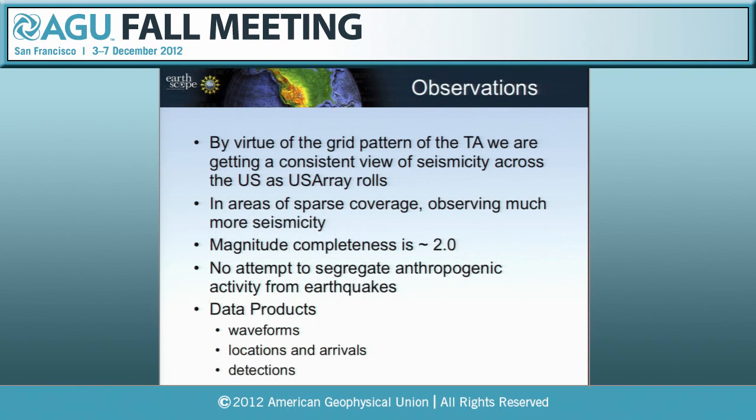Next. So from the observations, by virtue of the grid pattern of the TA, we're getting a consistent view of the seismicity across the U.S. as the USArray rolls. We basically have a consistent view of the same gain, same sensors, same spacing across the U.S. In areas where there's been previously sparse coverage, we have observed much more seismicity than was observed before. Our magnitude of completeness at this level is down to on the order of magnitude 2.0.